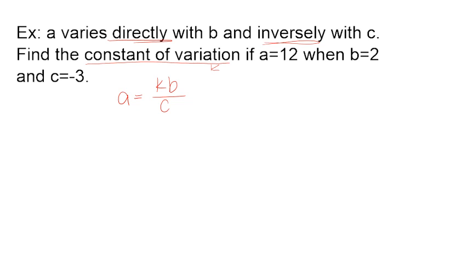This asks us to find the constant of variation, so we're trying to figure out what k is, if A equals 12 when B equals 2 and C equals -3. So they give us A, B, and C. Let's plug those in. So I'd have 12 is equal to k times 2, or 2k, divided by -3. And all we have to do is solve. So I can multiply both sides by -3. I get -36 is equal to 2k. k is equal to -18. And notice here, it's not asking us to write an equation for it. We could have, but ultimately they just asked us to find the constant of variation, so we're just finding k.